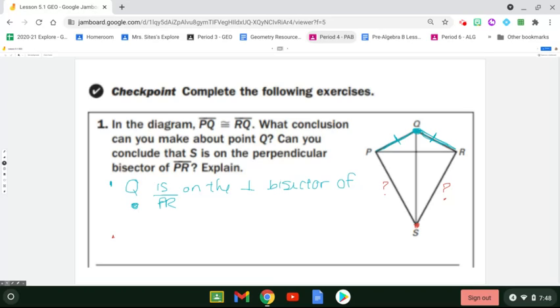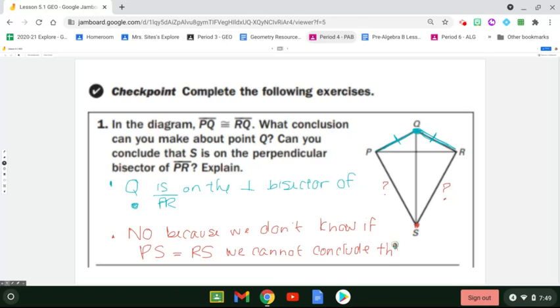So we're going to say no, because we don't know if PS is equal to RS. We cannot conclude that S is on the perpendicular bisector of PR.